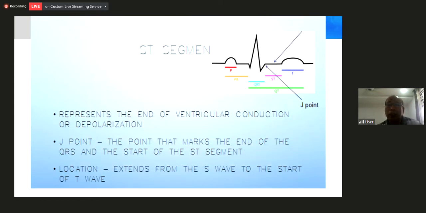This is the J point, the point that marks the end of the QRS. It is defined as where the S meets the T, the beginning of the T. If you want to measure whether there is ST depression or not, we measure from the J point to the normal baseline. Only then do we decide whether it's ST elevation or ST depression, depending on the J point. Okay, next slide.